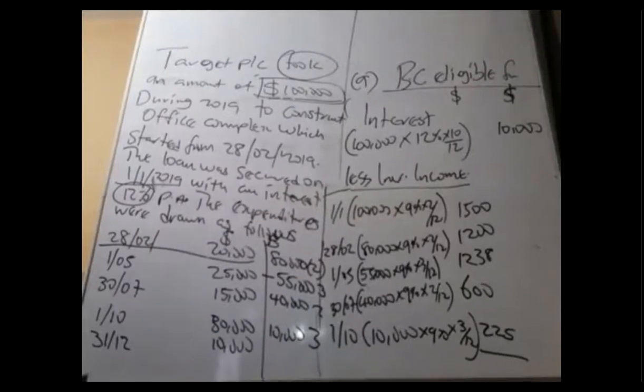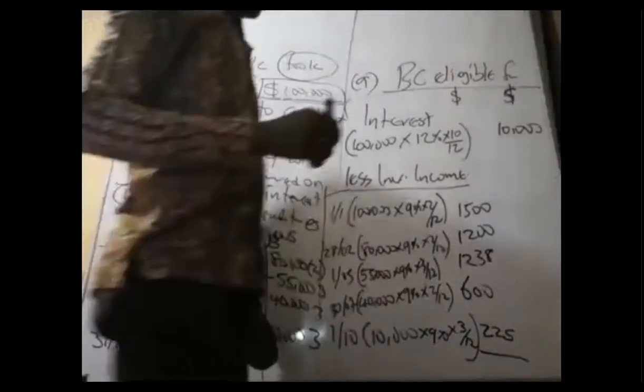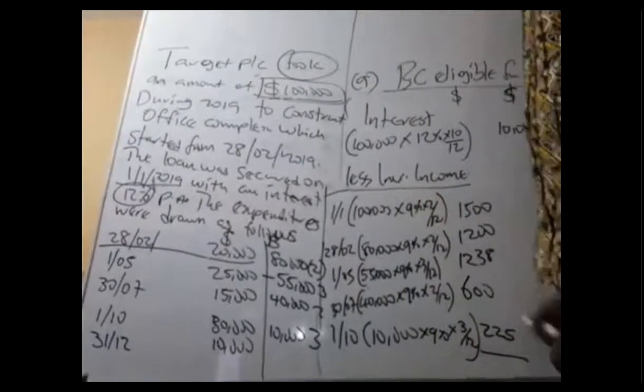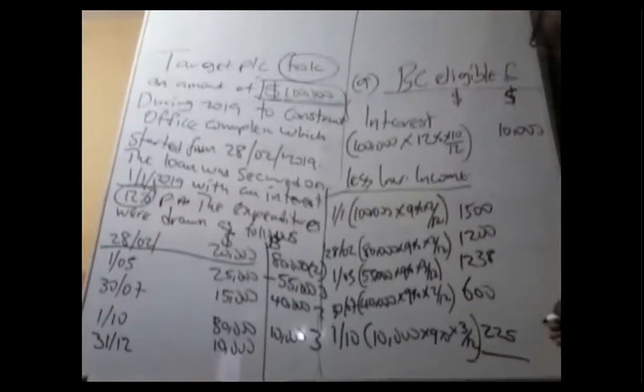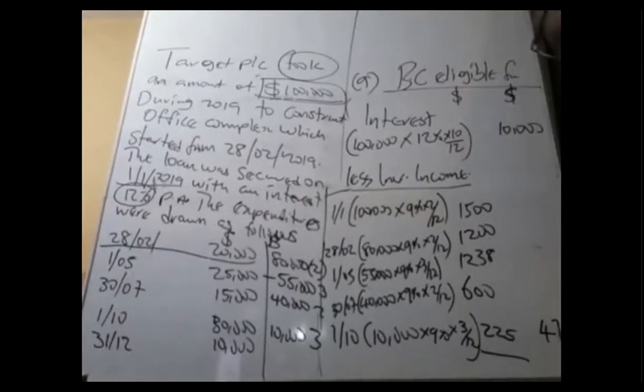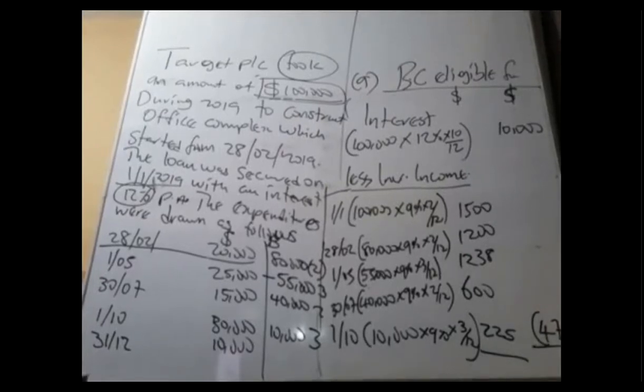Okay, so 4,763. So 4,763 should be the investment income. So put it here, 4,763. Kindly put it in brackets. And finally take it off from the total interest of $10,000. Then I know that we will find the borrowing cost eligible for capitalization. To take it from 10,000, what do you get?